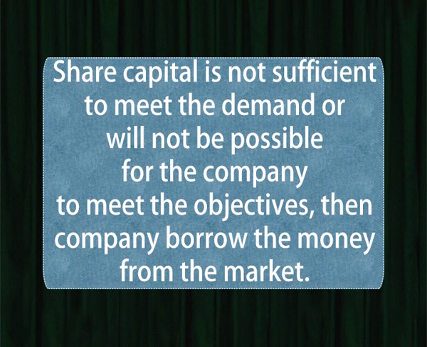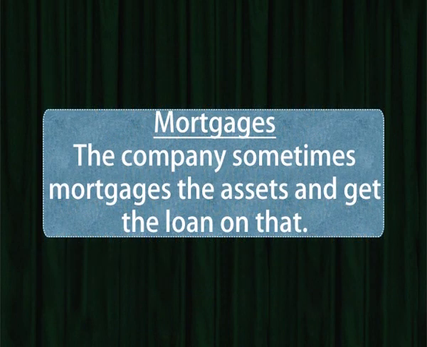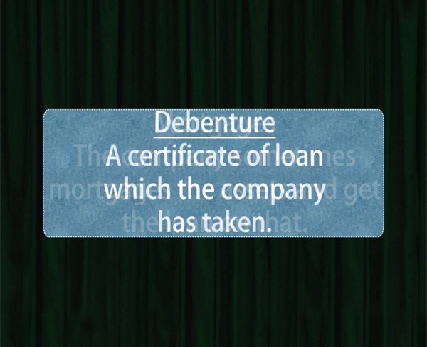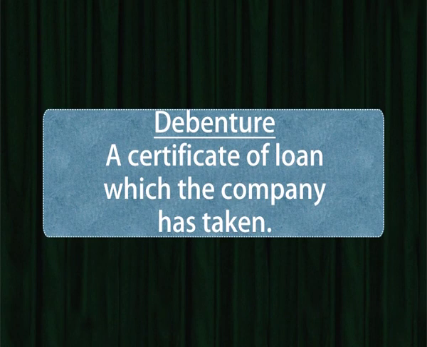If share capital is not sufficient to meet the demand, or it will not be possible for the company to meet the objectives, then the company borrows money from the market. Mortgages means the company sometimes mortgages its assets and gets a loan on that. Debenture is also a certificate of loan which the company has taken.